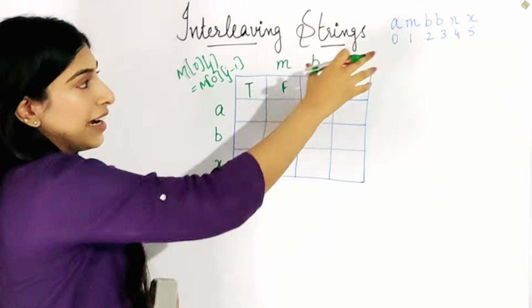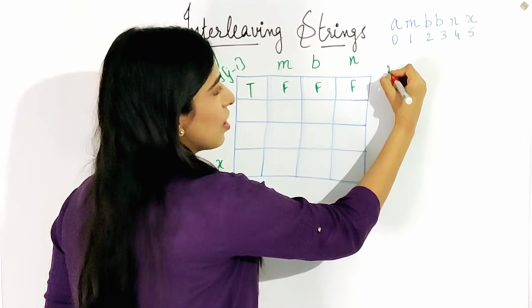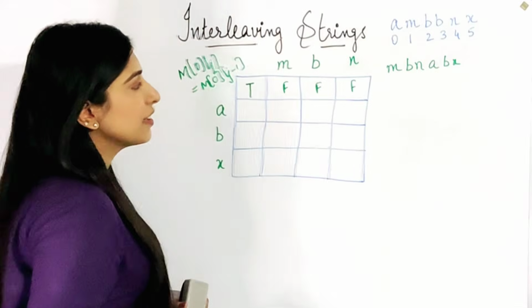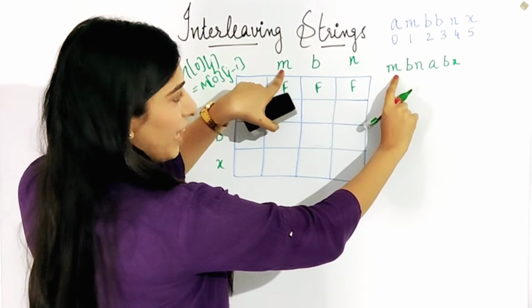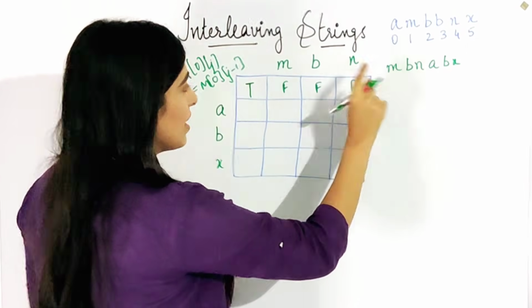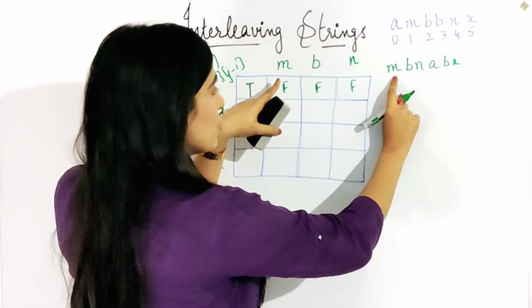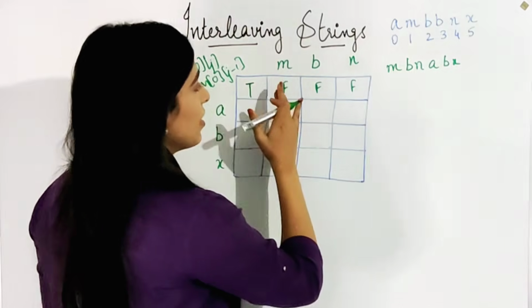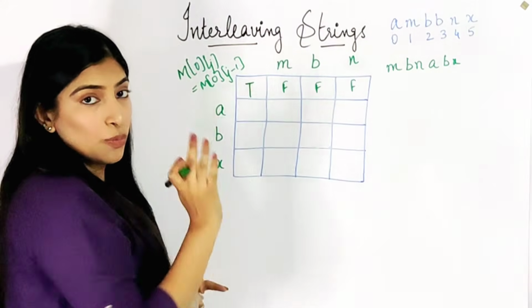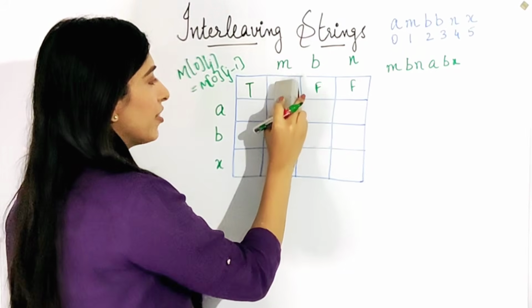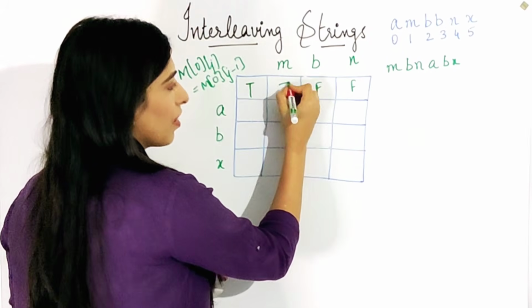But consider that the third string that was given to us was mbn and abx. Then we would compare these 2 characters. This formula will apply only if these 2 characters are same. So if these 2 characters are same, then we see the left box. Why do we do that? I will explain now. If these two were equal, I would write true over here, right?